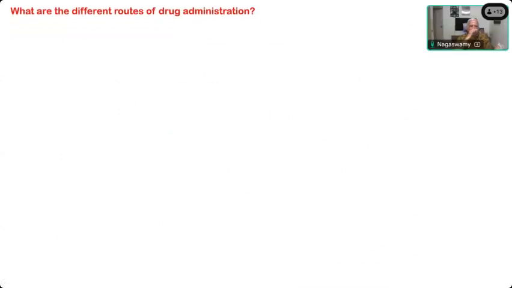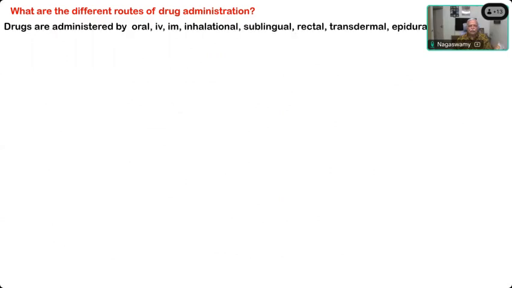What are the different routes of drug administration? It's asking on pharmacology. Oral, intramuscular, intravenous, subcutaneous, transdermal, nasal, rectal, intranasal, sublingual, intrathecal. Okay, so many things. Oral, IV, inhalational, sublingual, rectal, transdermal, epidural, intrathecal. All these things are there.